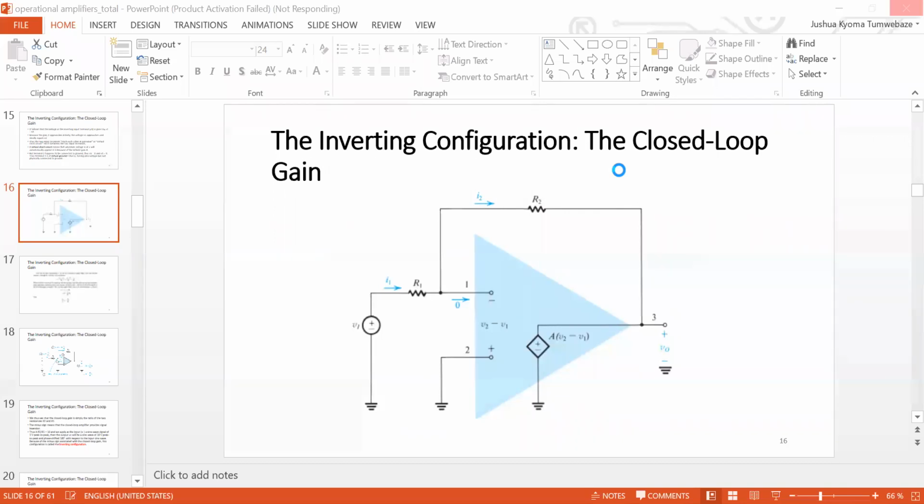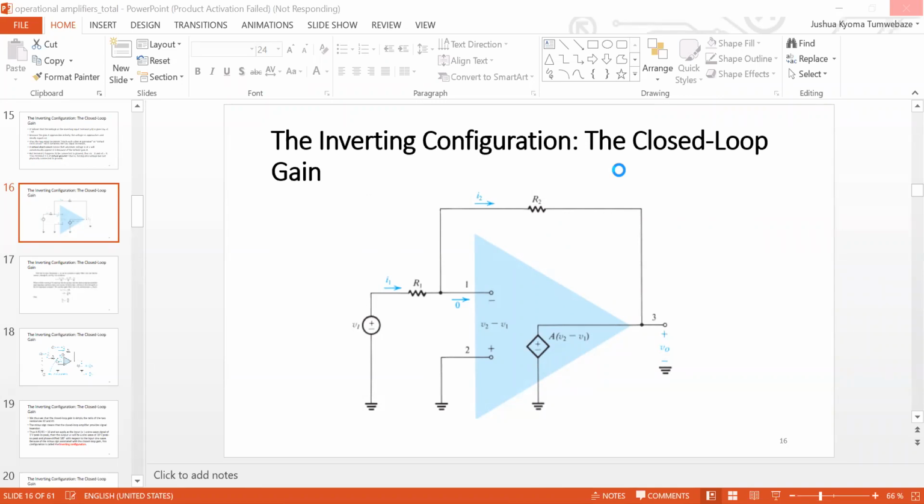We saw that the input impedance of an ideal operational amplifier is supposed to be infinite. It has zero output impedance. It has infinite open loop gain. It has infinite bandwidth, and some other characteristics, the common mode rejection and so on.